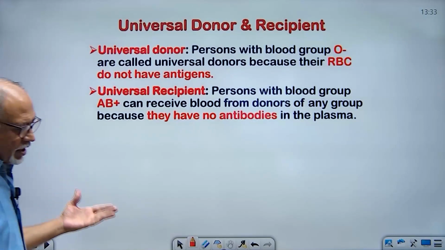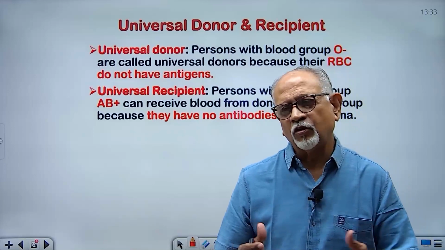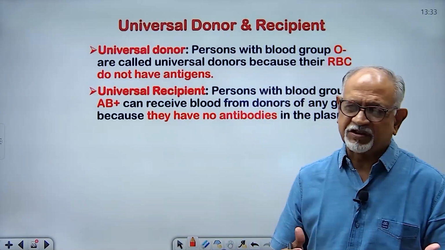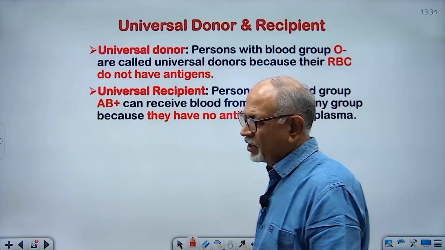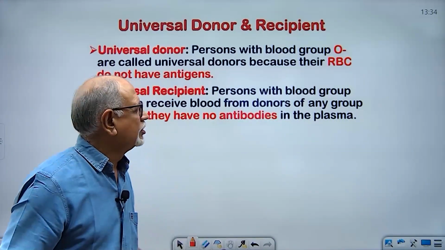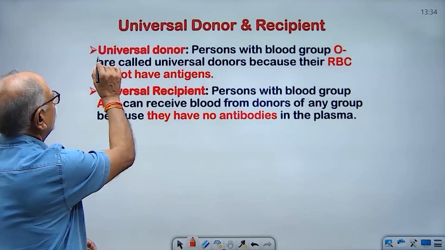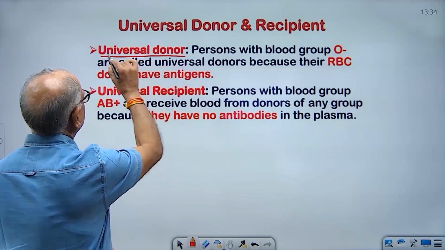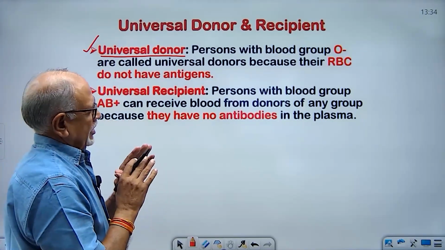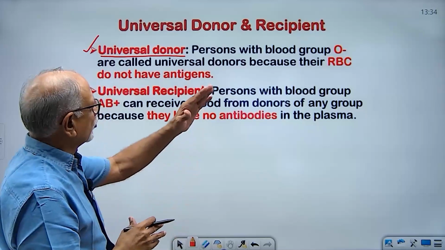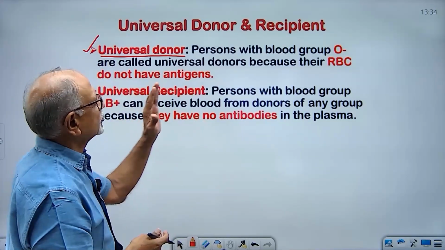As mentioned earlier, there is a common practice of using these words like universal donor and universal recipient. A universal donor is that which does not have any antigen. So, blood group O minus, that is O RH negative.